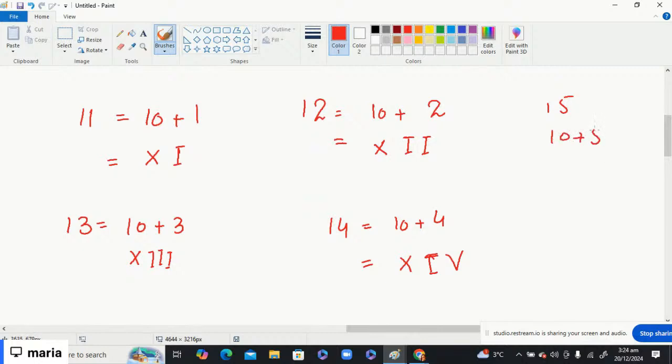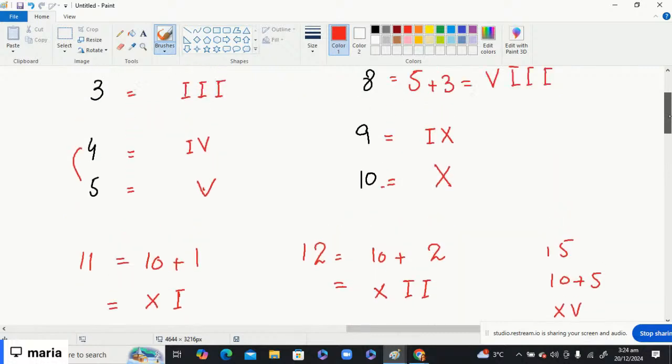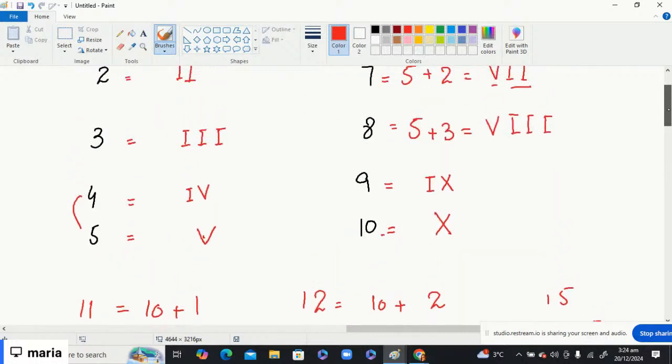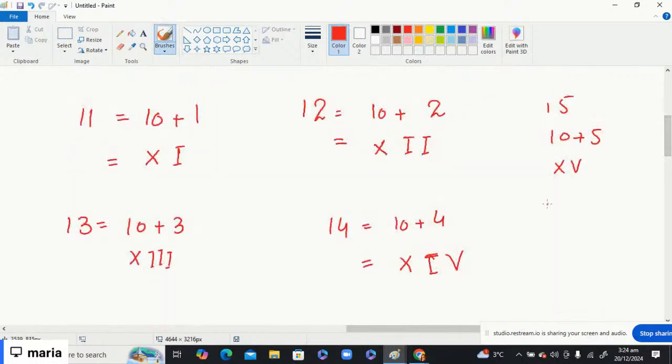Now for the 15, 10 plus 5. 10 is X, 5 is V. Now for the 16, look at here, it's 15 plus 1. For the 17, it's 15 plus 2. For the 18, it's 15 plus 3.